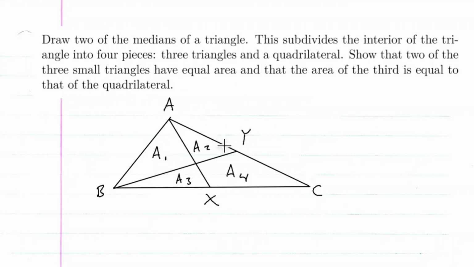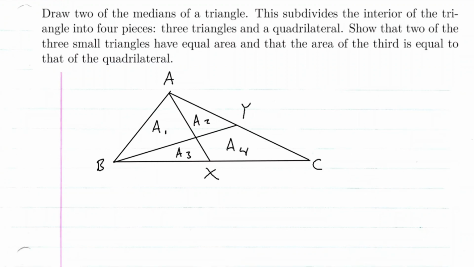So basically, our goal is to show that this area here, A3, is equal to A2, and A1, this area here, is equal to this area here, A4. Okay, so let's go ahead and start the proof.